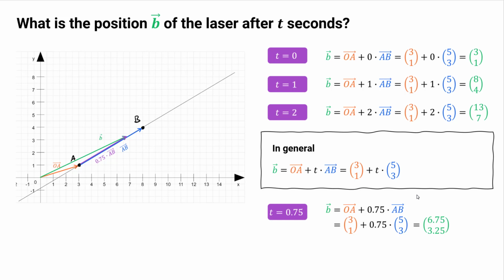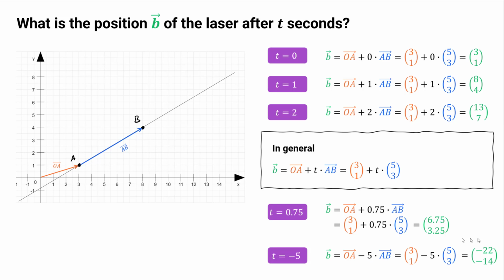So we can also go back in time if you want to know where the laser was 5 seconds ago. So we just plug in the value -5 in this case, and we get that the position 5 seconds ago was OA minus 5 times AB, which is then the vector -22, -14. In this case, we can't draw this vector here on our graph because we don't have the whole coordinate system, but you get the point, right?